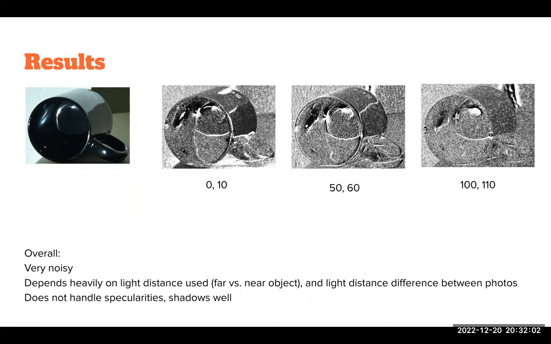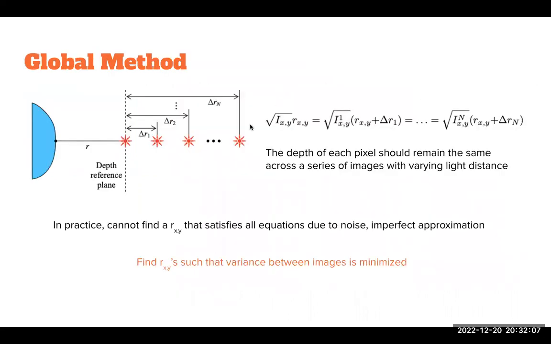Something else is that this method is also pretty noisy. You can see there's a lot of noise in all of these depth maps. So to try to generate less noisy depths, we can also consider more than two images and use that to generate an aggregate depth map. Specifically, the depth of a pixel from the closest reference plane should remain the same across all images. So if we can find a depth that satisfies a lot of different images, then we have a pretty good depth estimate for this pixel.